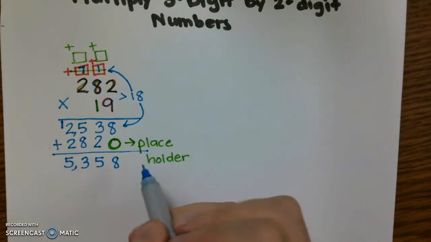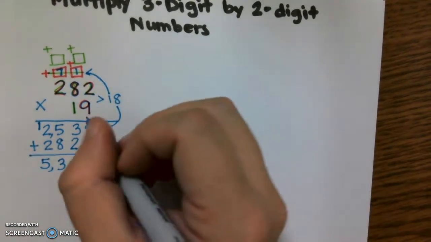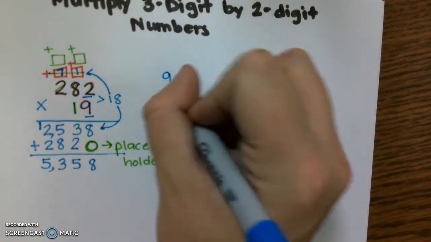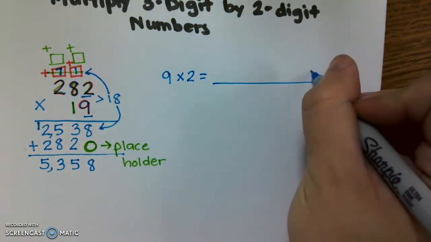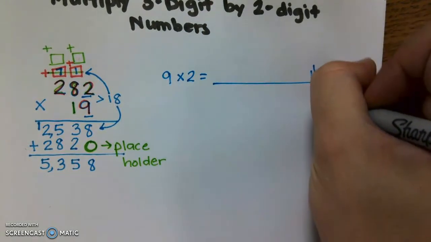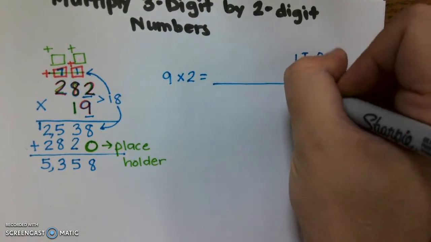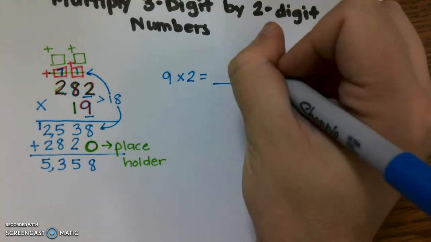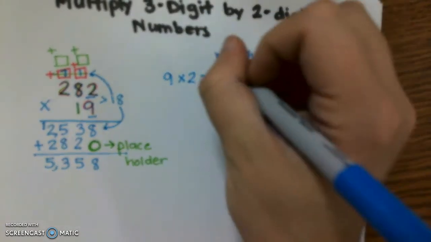5,358. If I want to check this using partial products, I can do it just like I did in the previous videos. I can take the place value of each number. So I would start off with 9 times 2 because they're both in the ones place, and I know that is 18. I put those numbers a little bit too close together, so let me draw a line. So here's my ones, here's my tens, here's my hundreds, and here's my thousands. Okay, if I need to go further, I can say 10,000s.